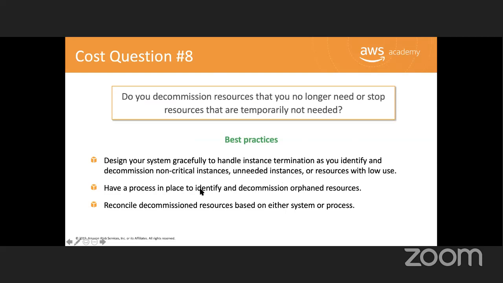Have a process in place to identify and decommission orphaned resources. Orphan means they don't have a parent, okay? They're not being used by anything else. For example, you know what an orphaned resource can be? An EBS volume that is not attached to any EC2 instance. That's an orphaned resource. It doesn't have a parent. The parent would be the EC2 instance. So decommission that, right? Terminate it. Take a snapshot first and then delete it. You don't need that, right? Reconcile decommissioned resources based on either system or process.